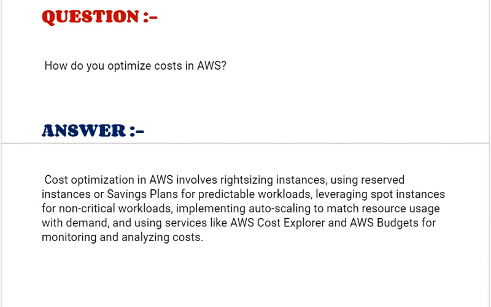Our next interview question is: how do you optimize costs in AWS? Your answer should be: cost optimization in AWS involves right-sizing instances, using reserved instances or savings plans for predictable workloads, leveraging spot instances for non-critical workloads, implementing auto-scaling to match resource use with demand, and using services like AWS Cost Explorer and AWS Budgets for monitoring and analyzing costs.